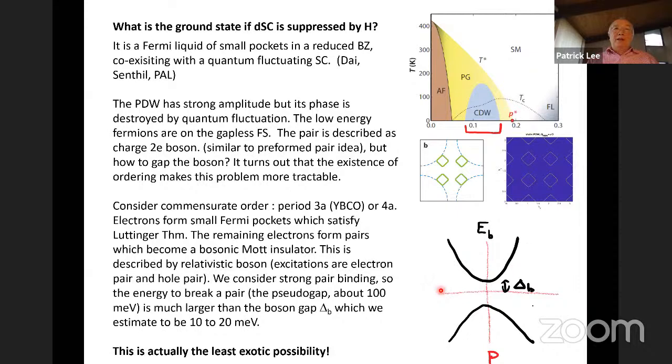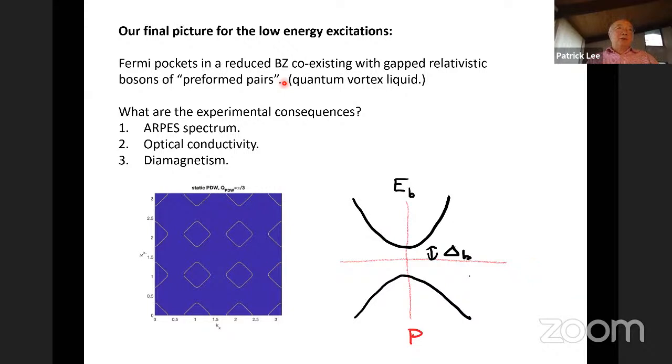Okay, so let me summarize it here. The Fermi pockets form a Fermi surface, and the bosons are pairs made up of electron pairs. So these are preformed pairs, and they form a relativistic spectrum, okay? Because I can make electron pairs or hole pairs, okay? And there's a gap. So we assume that the gap is relatively small, maybe 10 or 20 meV.